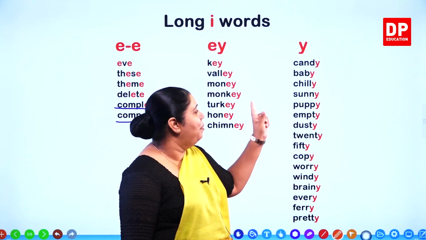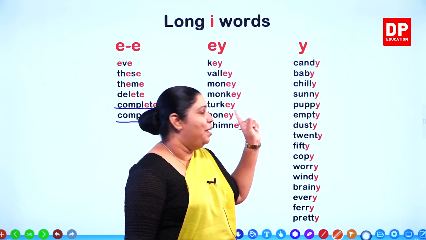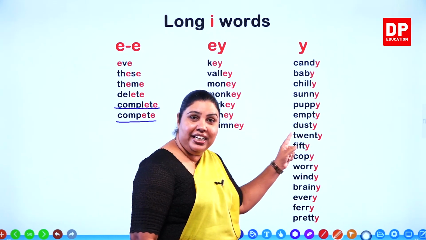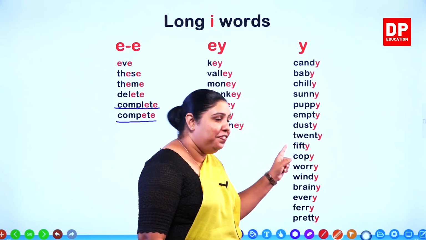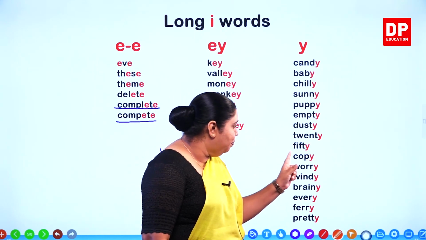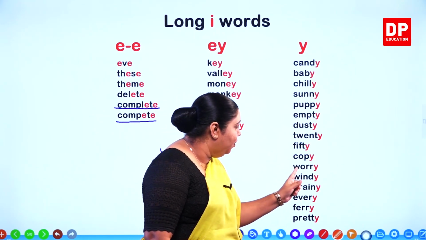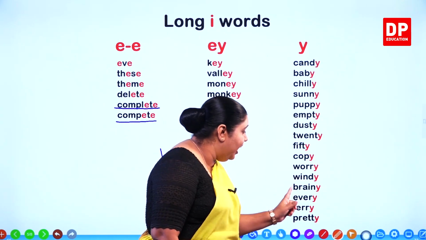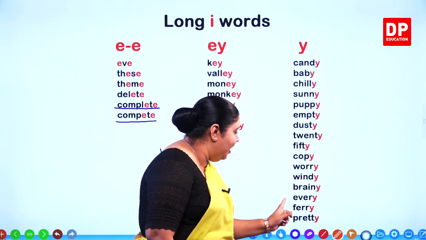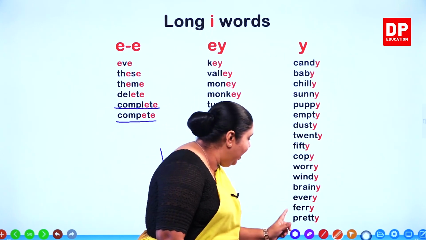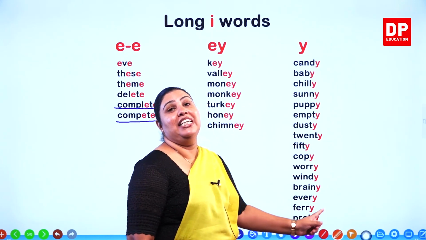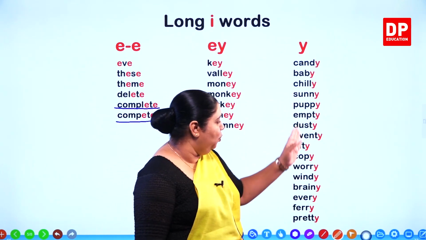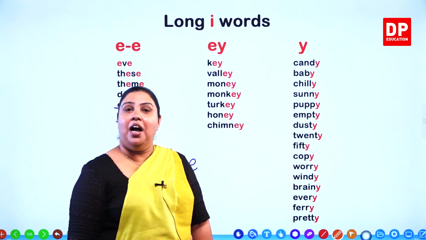Sunny, puppy, empty, dusty, 20, 50, copy, worry, windy, brainy, every, fairy, pretty. Right? ඔන්න දැක්කද මගේ පුතාලා Y අකුරෙන් එන long E sound එක ආපු විදිහ.